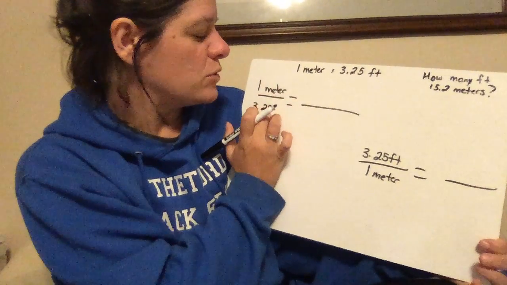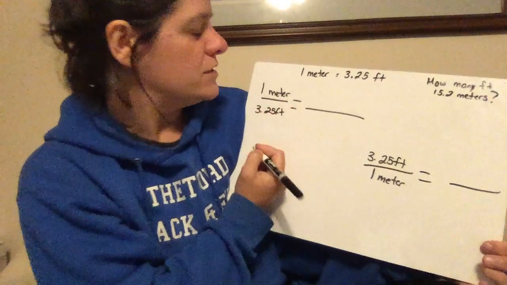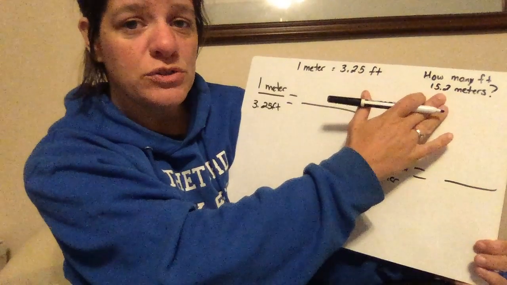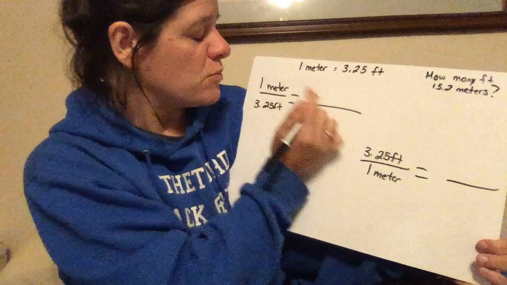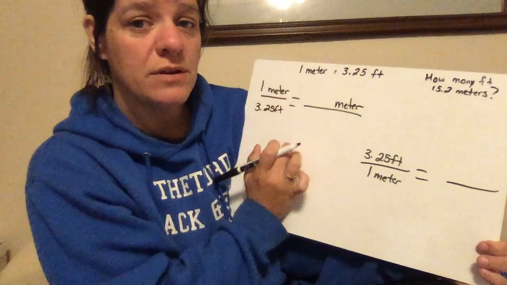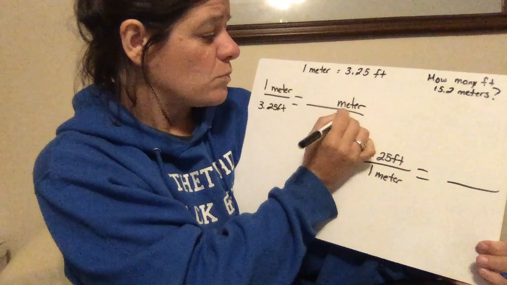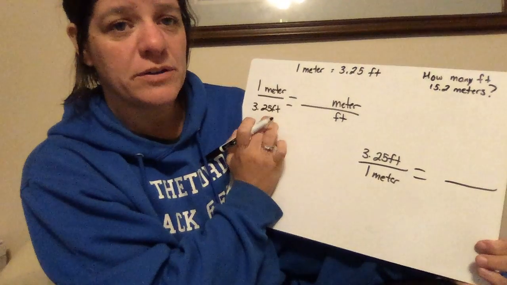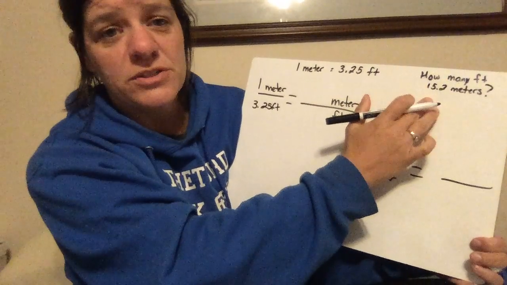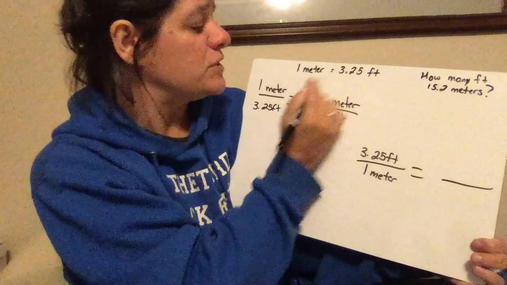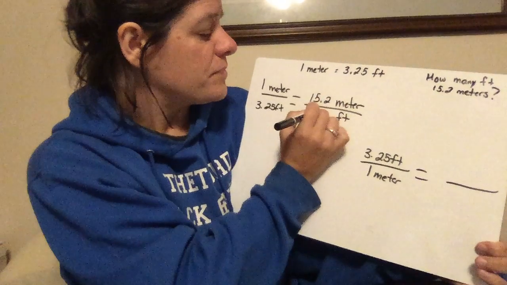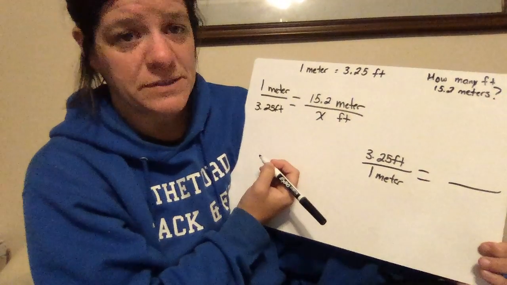So I put 1 meter over 3.25 feet. And I'm trying to see how many feet there are in 15.2 meters. Since I set up my proportion this way, up top will be meters because that's what's up here. And then on the bottom will be feet because that's what's in my denominator on this side. And then I put the information that I have. So up here, I know that it's 15.2 meters. So I'm going to put that here. And then I would put my X feet.